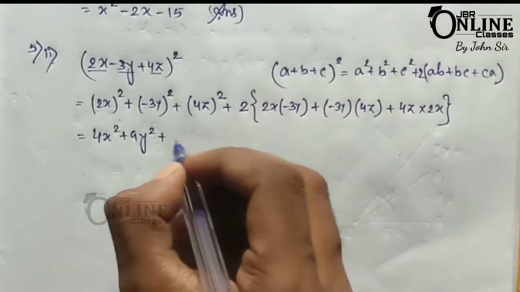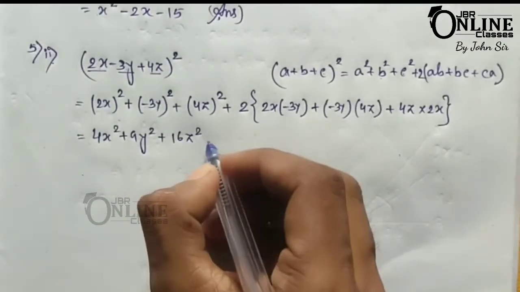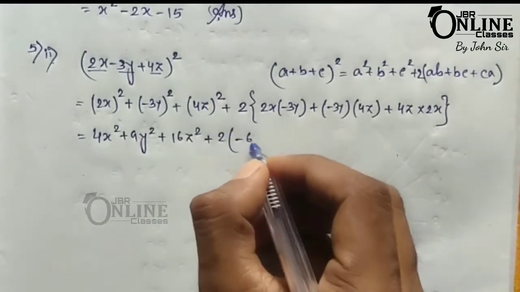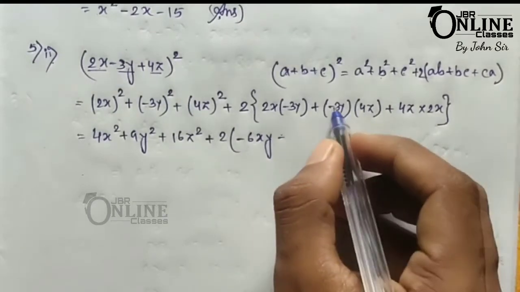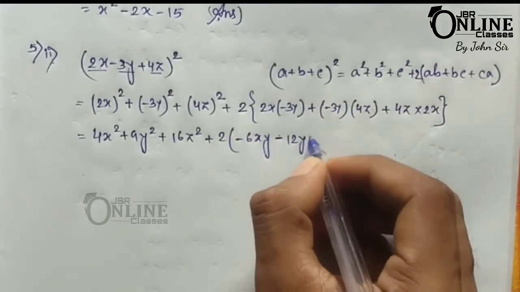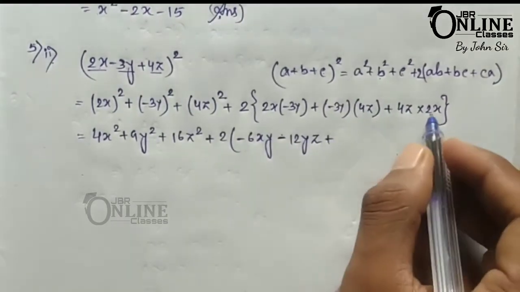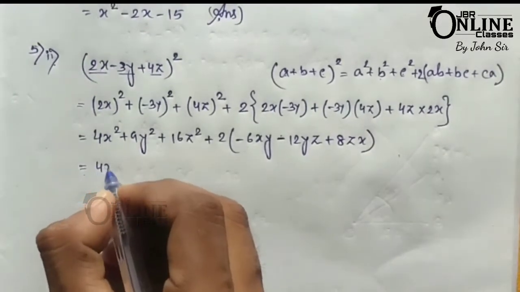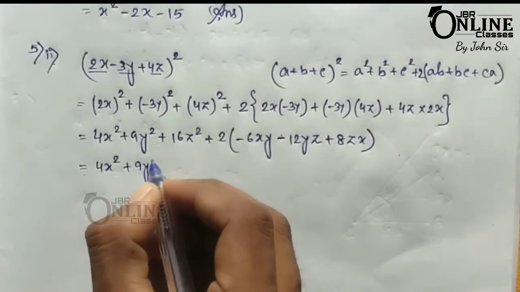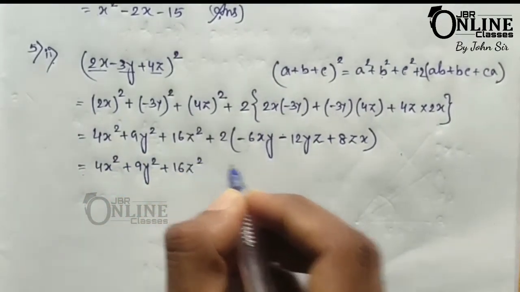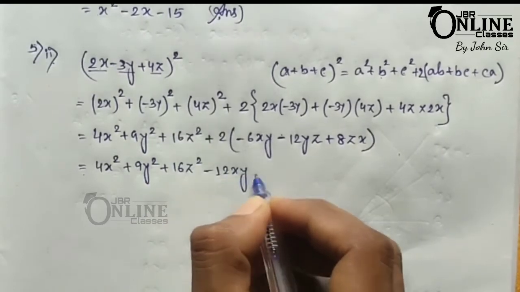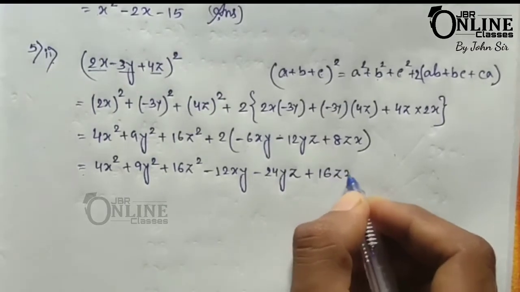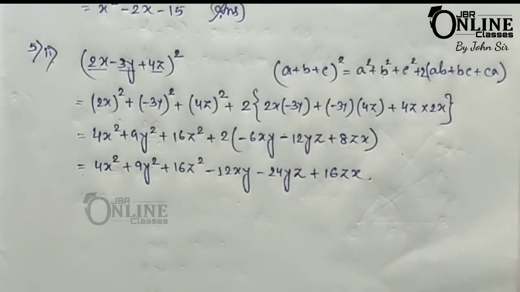And here 4z square, that means 16z square. Here 2, now here 2x into 3y, so minus 6xy. Here minus 12yz, and last one 8zx. So that equals 4x square plus 9y square plus 16z square minus 12xy minus 24yz plus 16zx. That is the final answer.